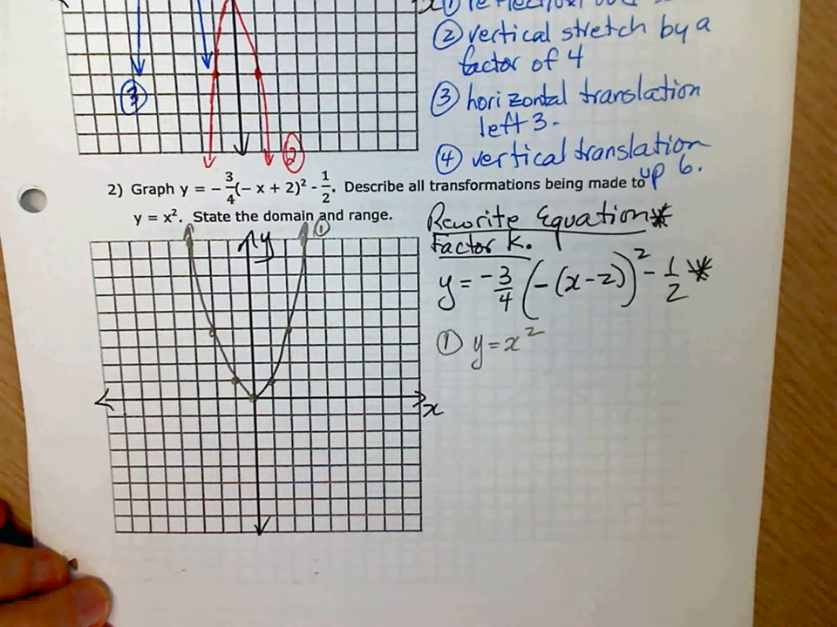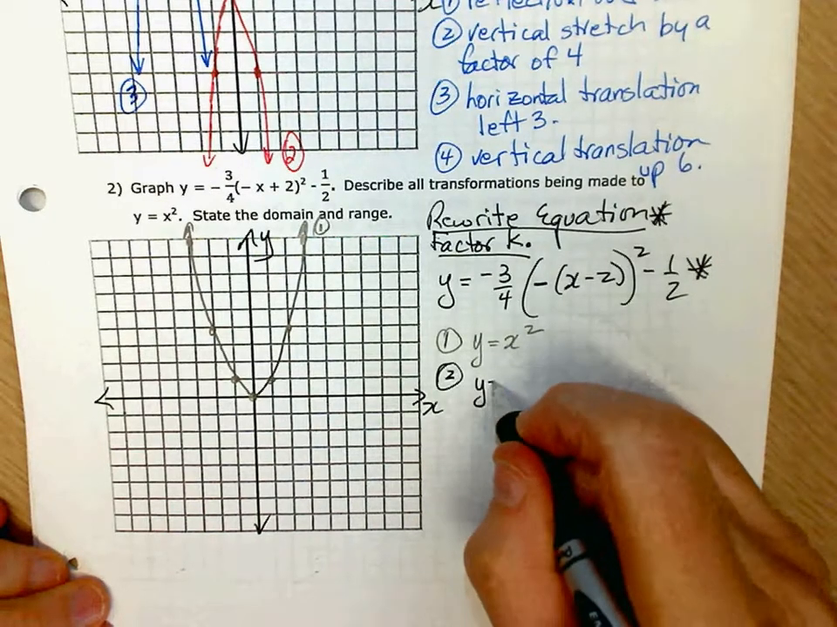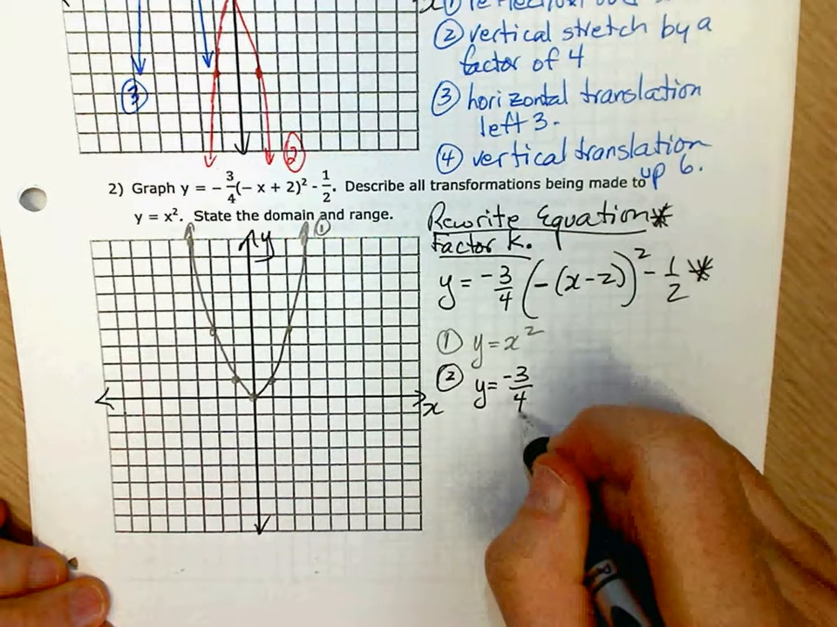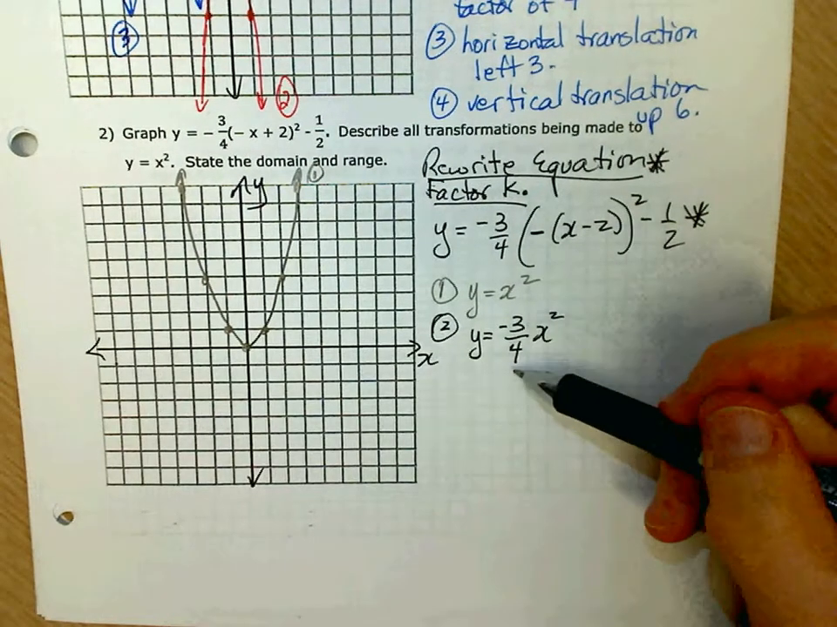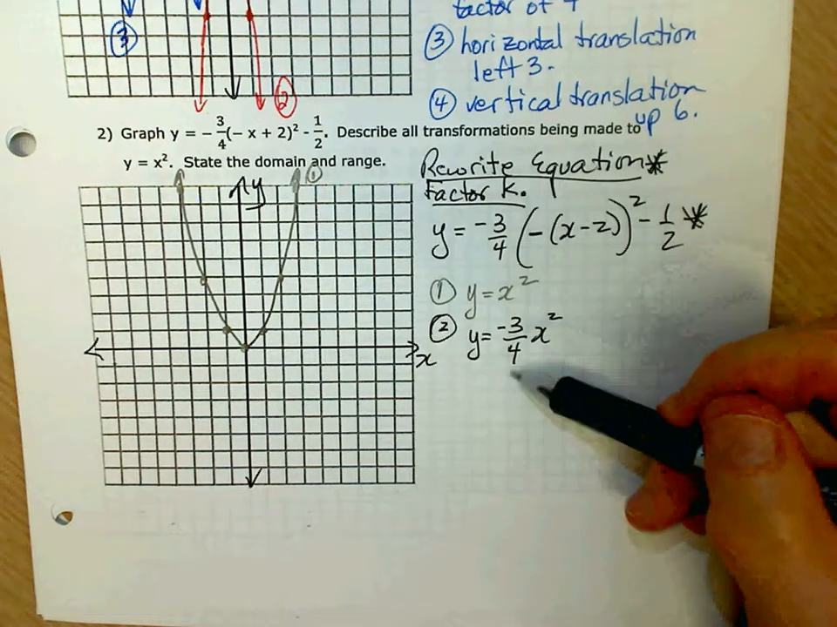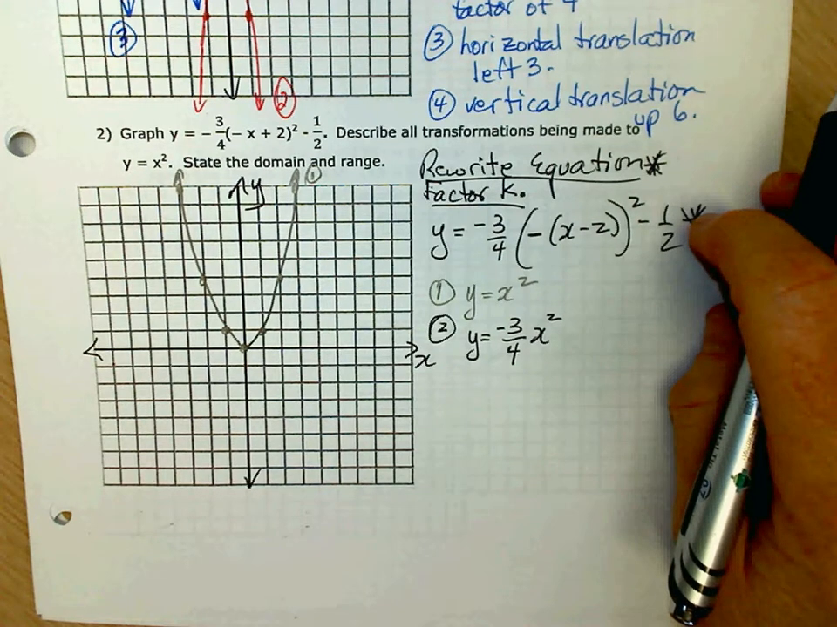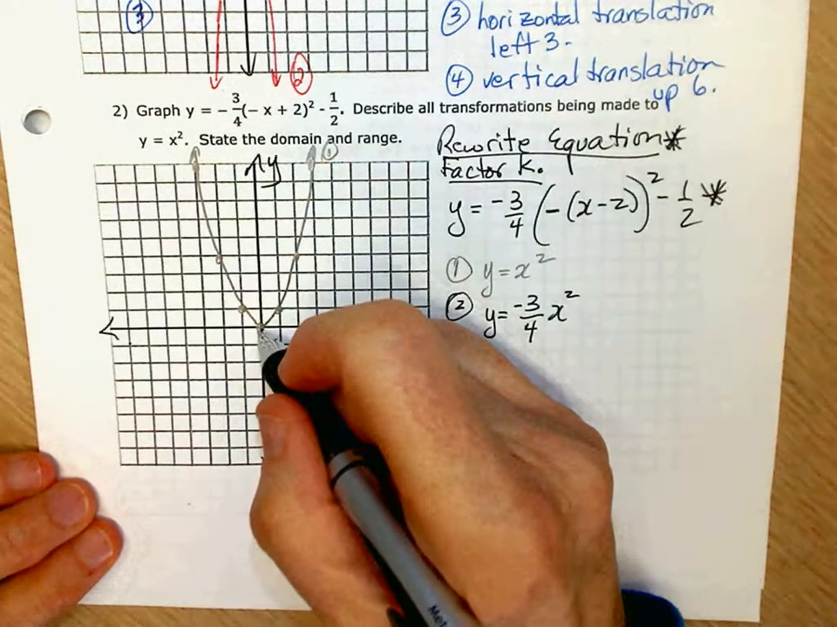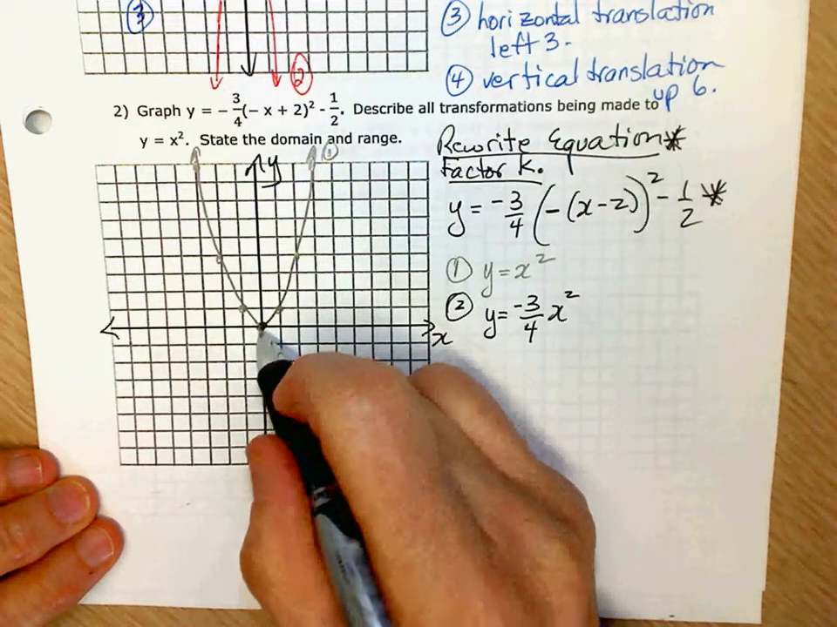Number 2, we'll do y equals negative 3/4 x squared. Now this is going to be a reflection over x and a vertical compression by a factor of 4 over 3. So let's do it. The y value here is 0. Negative 3 quarters times 0 is 0. That's an invariant point. It did not move.